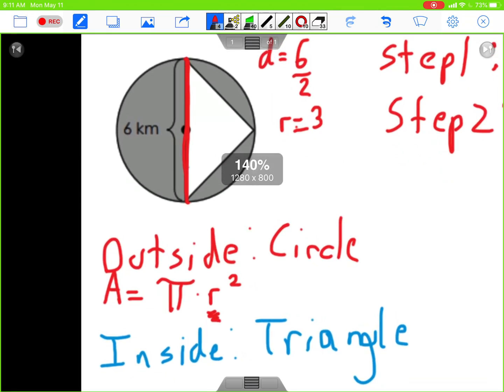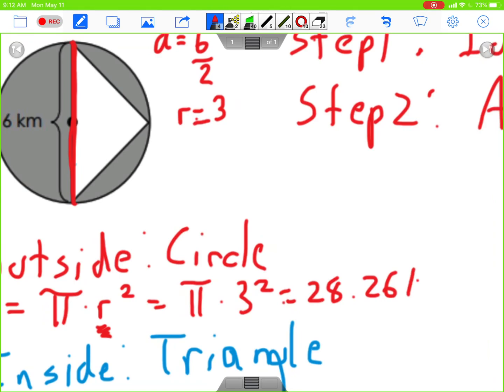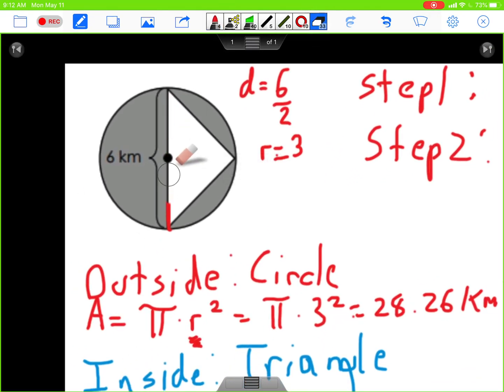We plug that into our formula: pi times 3 squared. Okay, don't forget your order of operations. 3 squared is 9. So 3.14 times 9 is equal to 28.26. What is the units here? Kilometers squared. Okay, so we have the area of the circle now. That is done with. So we're finished with the circle.